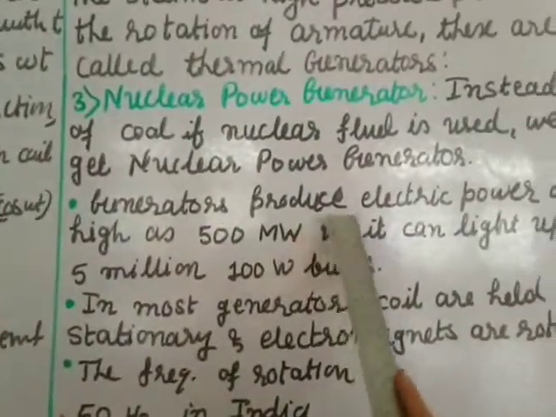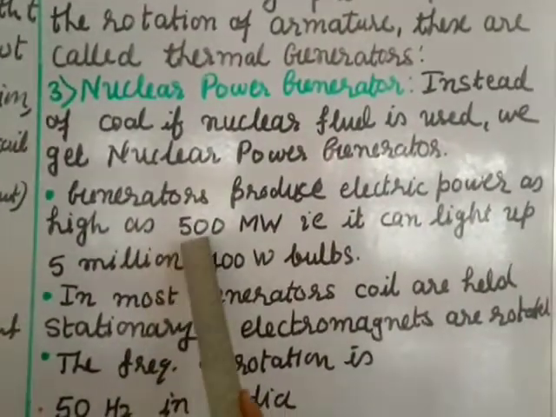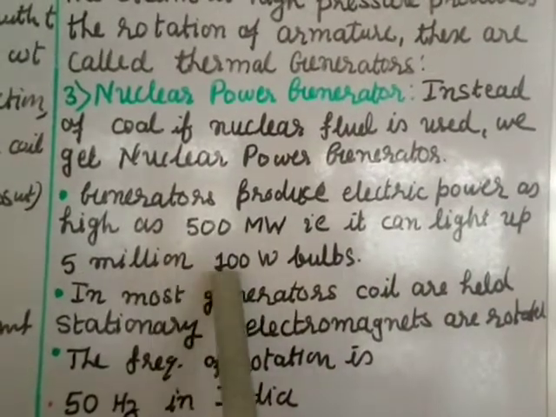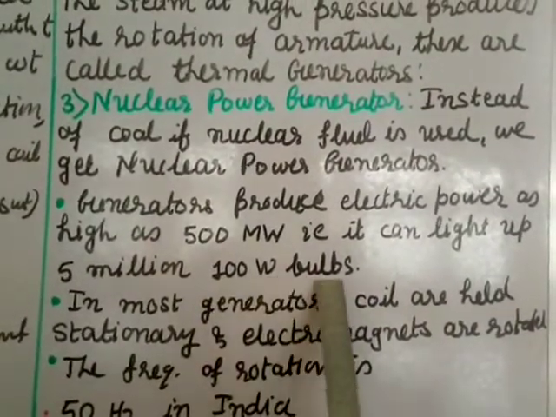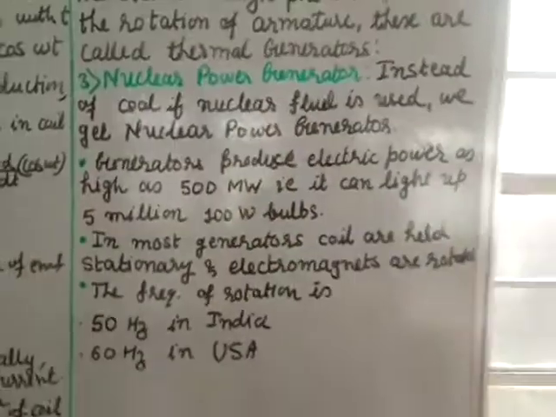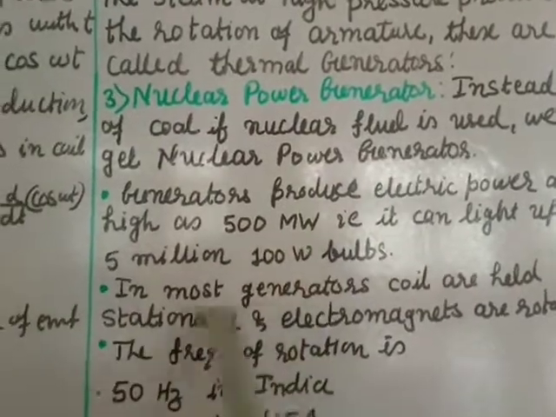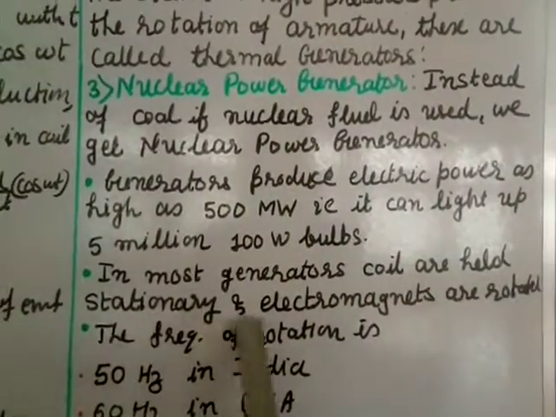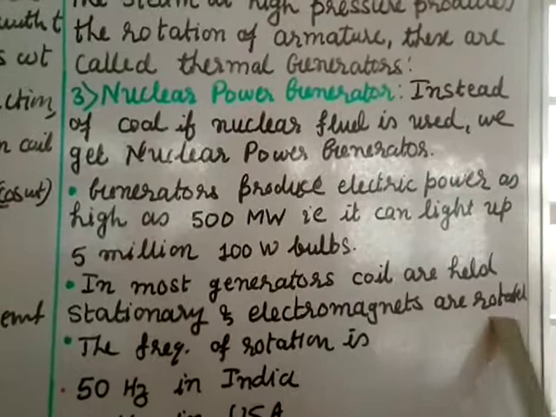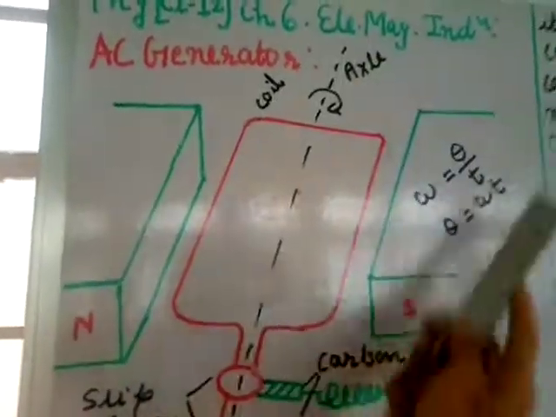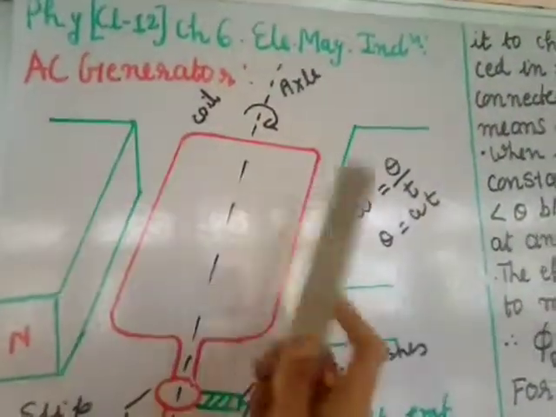Generators produce electric power as high as 500 megawatt, that is, it can light up 5,000,000 100-watt bulbs. In most generators, coils are held stationary and electromagnets are rotated. So in a generator, sometimes the coil, here we saw that the coil is rotating, but the coil is not rotating. The coil is stationary and the magnets are rotating.